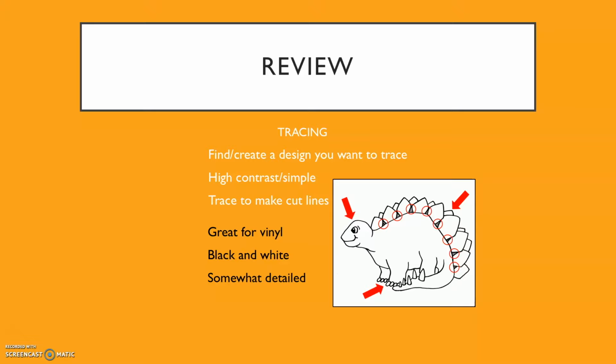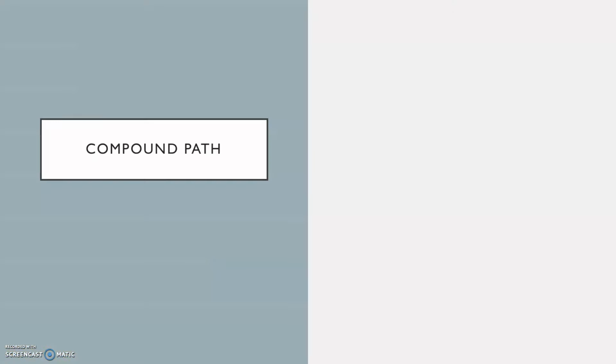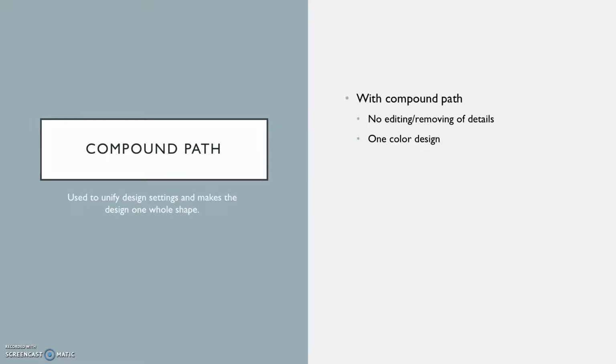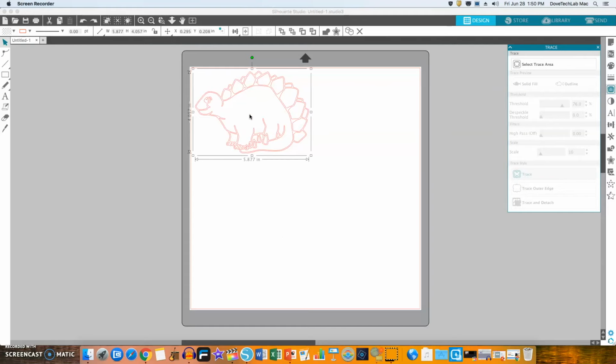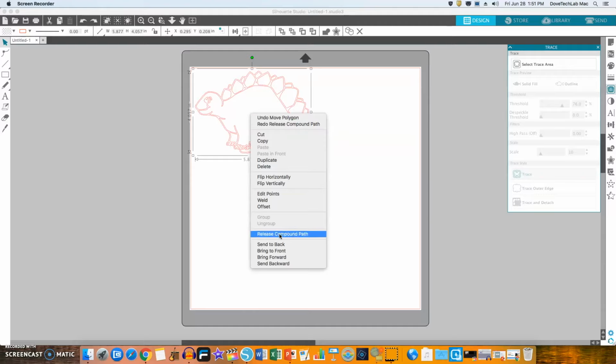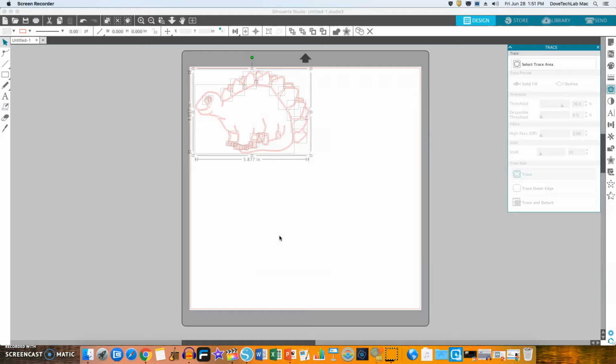To make these changes, I'll be working with what's known as compound paths. A compound path is something Silhouette Studio uses to differentiate between settings and makes the design one whole piece. Without doing anything to my compound path settings, my design is one whole shape and will be cut out in one go. To make any changes, like the ones I said before, I have to release the compound path and make the changes one by one. To do that, I right-click on one of my red lines and go down to the Release Compound Path option. You can see that when I do that, my design changes from having one big gray box to having a bunch of little gray boxes, one for each cut line.